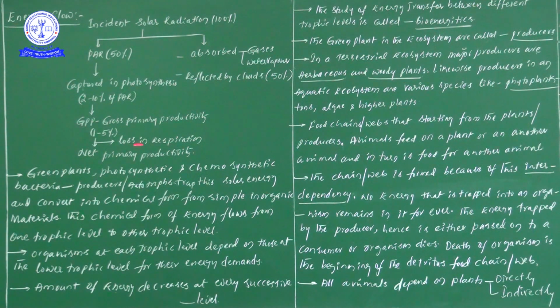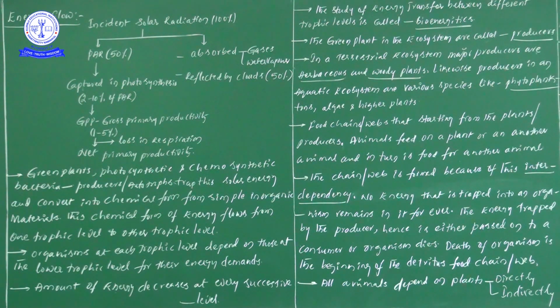Later, GPP minus R gives the information of NPP. That is a small piece of information. Now, today's information also comes under energy flow only, so don't forget it.